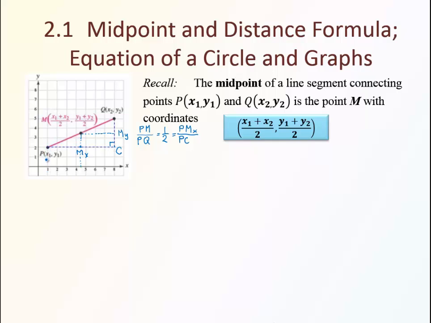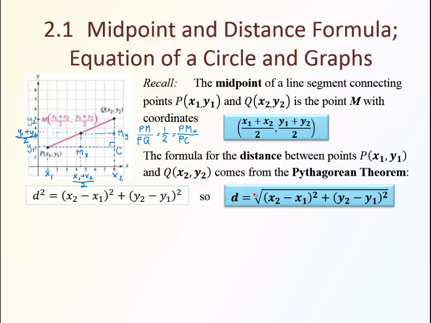Since the x-coordinate of P is x1 and the x-coordinate of C is x2, therefore the x-coordinate of MX is the average, x1 plus x2 over 2. Similarly, we can justify that the y-coordinate of point MY is the average of the y-coordinates of these 2 points, Q and C. y1 is here and y2 is over there. As we see, this is y1 plus y2 over 2, the average of the y-coordinates. So that's the formula for the midpoint.